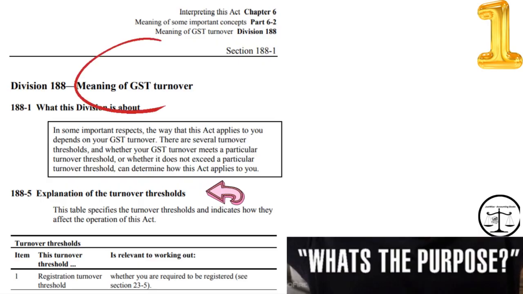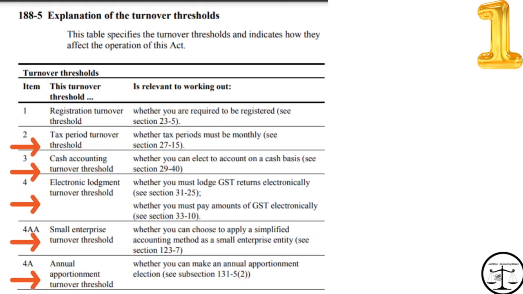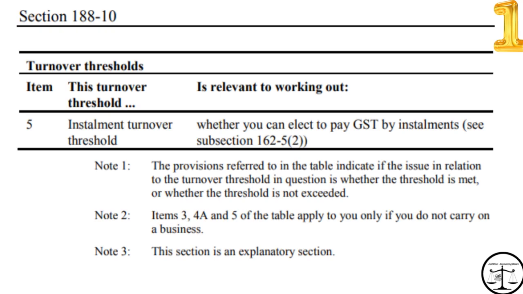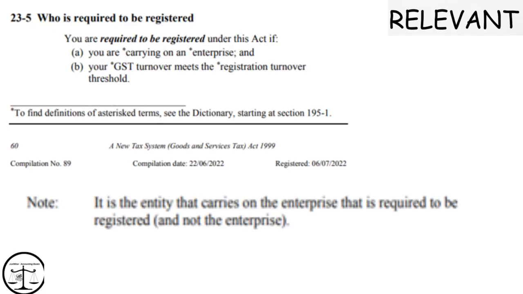The first section explains the purpose of Division 188. Division 188-5 explains turnover thresholds for GST registration, tax period, cash accounting, electronic lodgement, small enterprise, annual apportionment, and installment turnover thresholds. Please see on screen information from other relevant sections of the GST Act in relation to turnover thresholds.